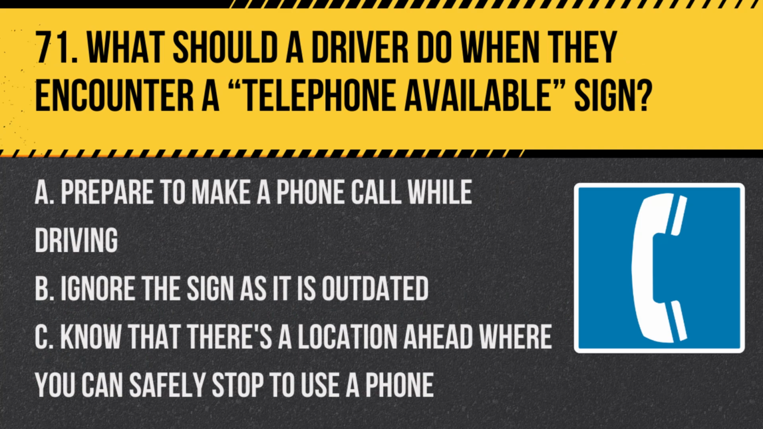Question 71. What should a driver do when they encounter a telephone available sign? A. Prepare to make a phone call while driving. B. Ignore the sign as it is outdated. C. Know that there's a location ahead where you can safely stop to use a phone. Answer: C. Know that there's a location ahead where you can safely stop to use a phone.